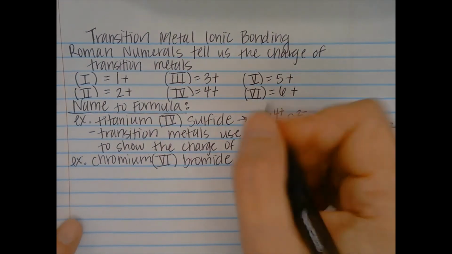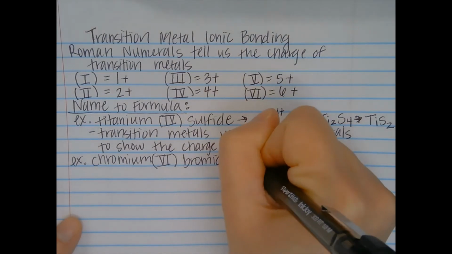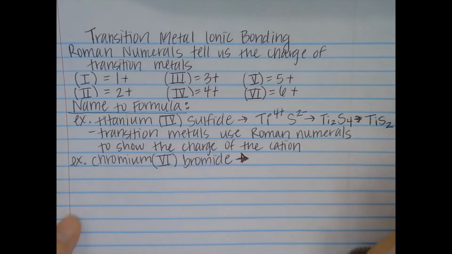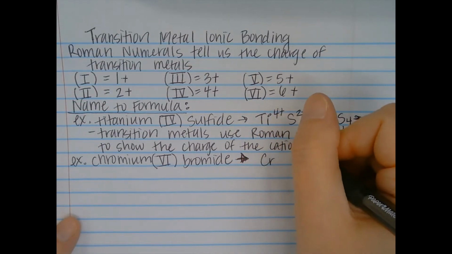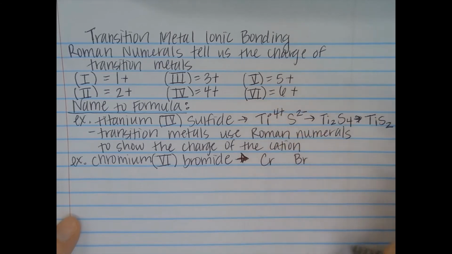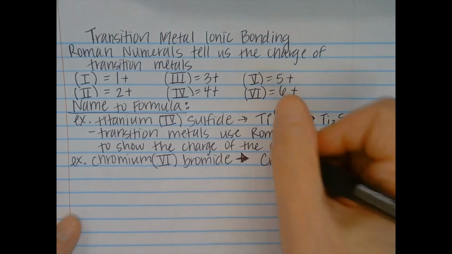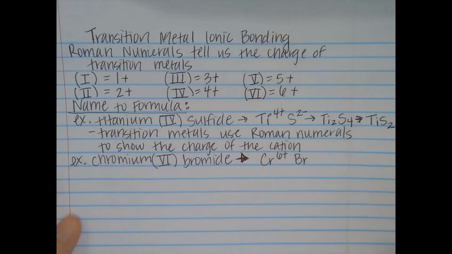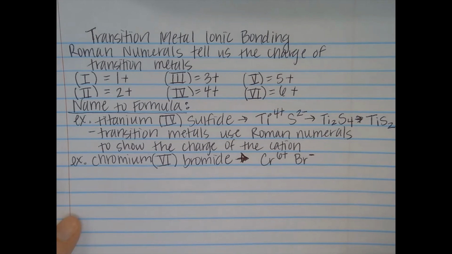Okay, so chromium then. First step is to write out our symbols. So chromium is Cr, and bromine is Br. This 6 in the Roman numeral tells us that the charge of chromium is 6 plus. That's what the 6 means. That means that this chromium lost 6 electrons. Bromine is in group 7A and will form a 1 minus charge when it becomes an ion.